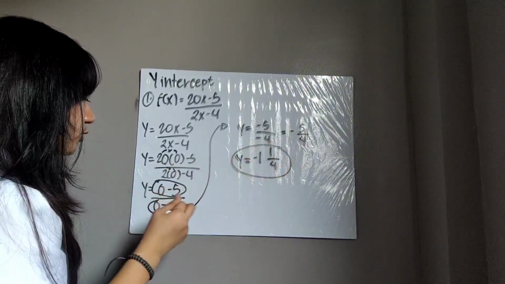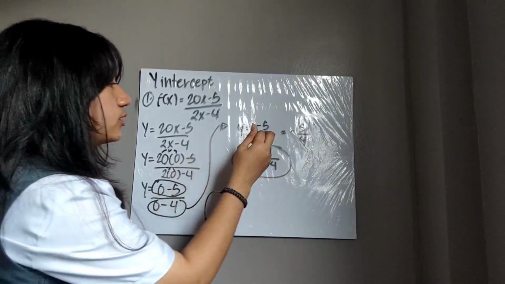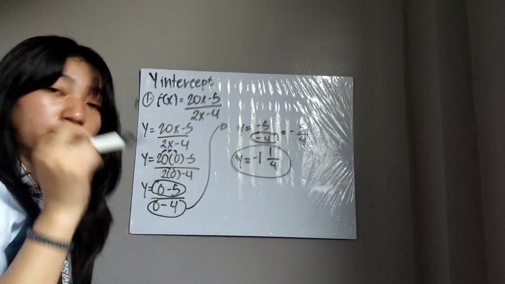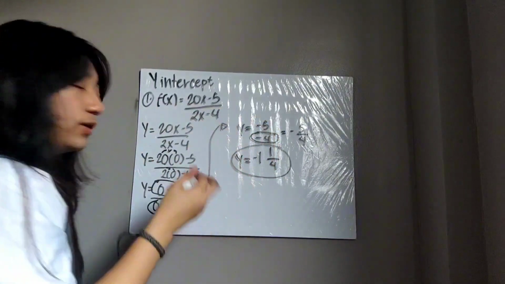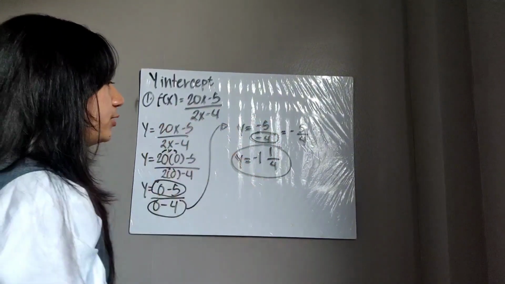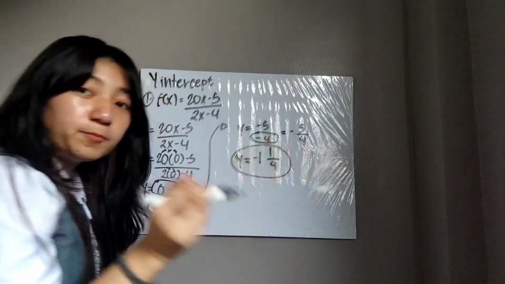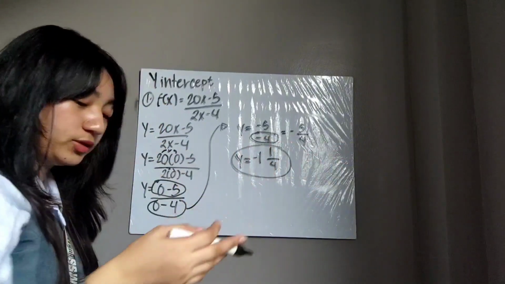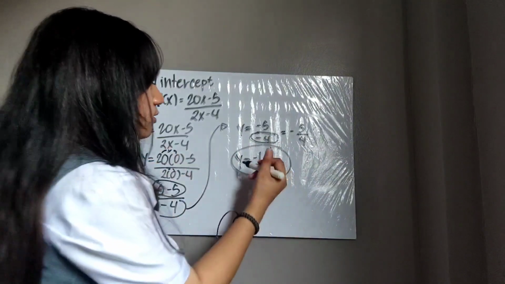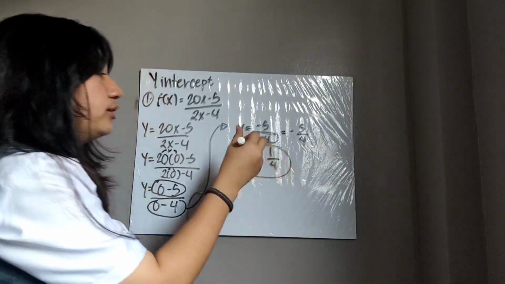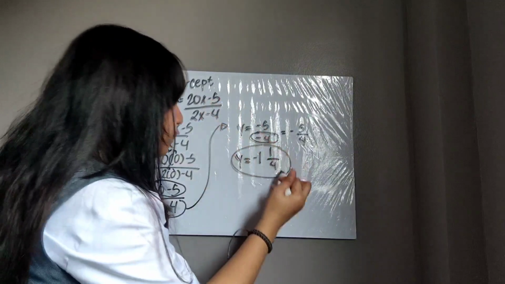Pag 0 minus 4 is negative 4. Yun pa rin, and stay lang, nawala lang yung 0 kasi wala naman siya mga minus. So, pag simplified, negative 5/4. Pero pag mas simplified pa natin using our calculator, ang answer is y is equal to negative 1/4.